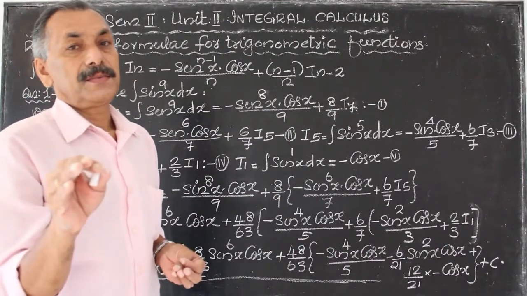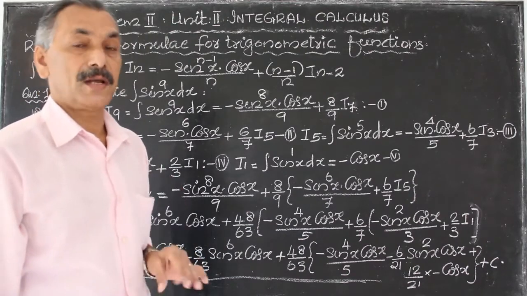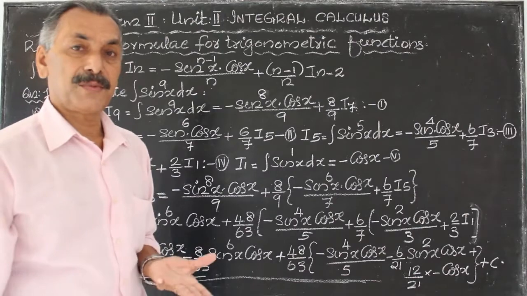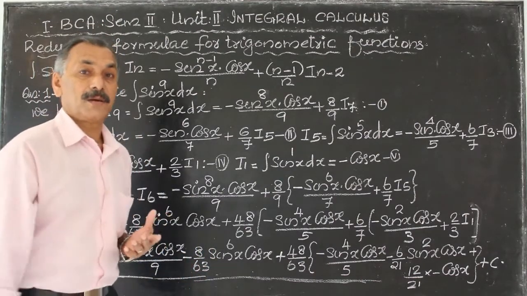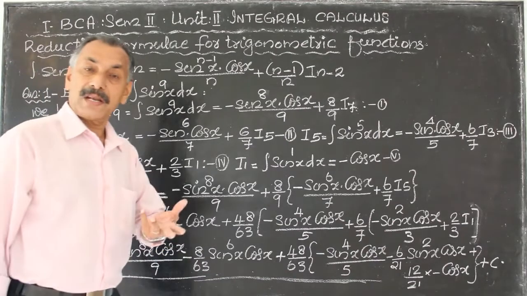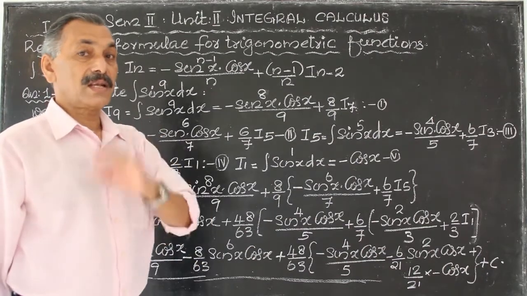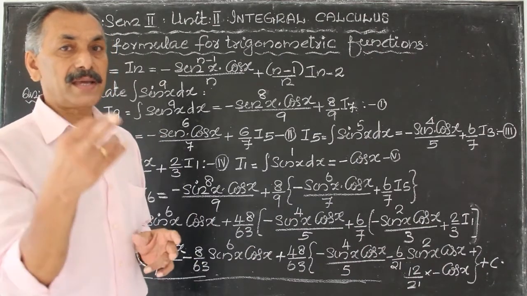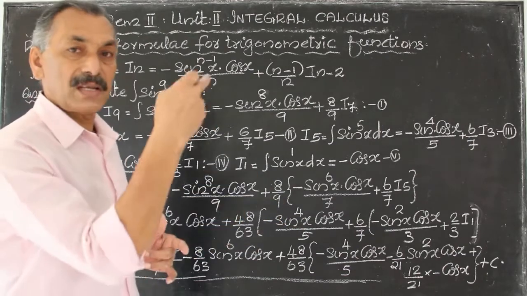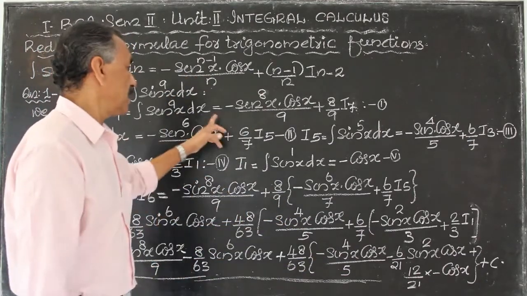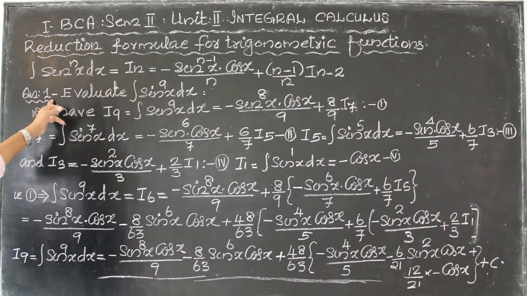Next, we consider in the reduction formula the integral of sin raised to nx, where n is an odd number. You have already seen n an even number, sin raised to 6x. Now n is an odd number: sin cube, sin raised to 5x, sin raised to 7x, sin raised to 9x. For sin raised to 9x we reduce to sin raised to 7x, then sin raised to 5x.